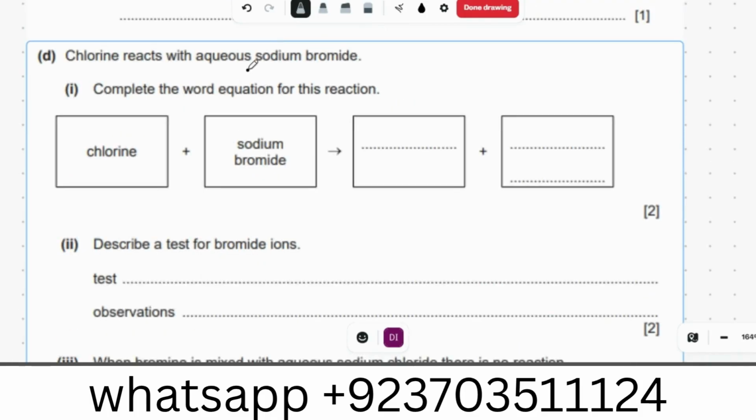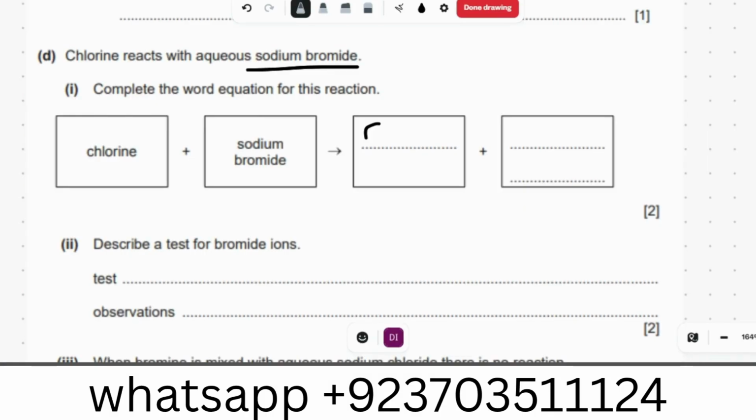Chlorine reacts with aqueous sodium bromide. Complete this word equation. So chlorine will replace bromine in sodium bromide, so it will become sodium chloride plus bromine, because bromine is less reactive. As you move down the group, group 7 elements become less reactive.